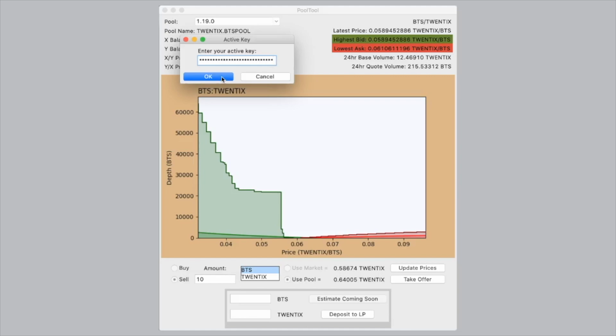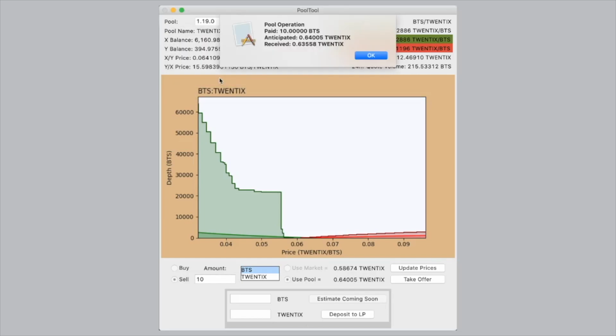The key that you enter will have to have active key permissions, whether that is the account's own private key or if you set up permissions for another account to have the active permissions. If the key doesn't hold the correct permissions, it will not execute the trade. After doing that, you will be presented with a screen letting you know what exactly happened in the trade. Awesome. We used the pool, we paid 10 BitShares, we anticipated getting 0.64005 twintics, and we actually received 0.63558 twintics.